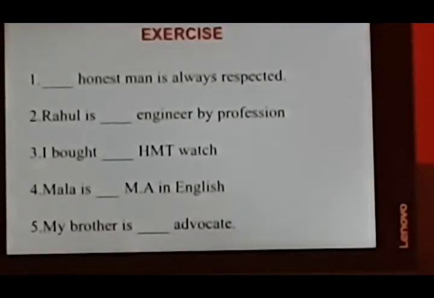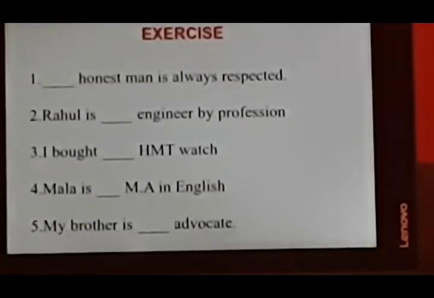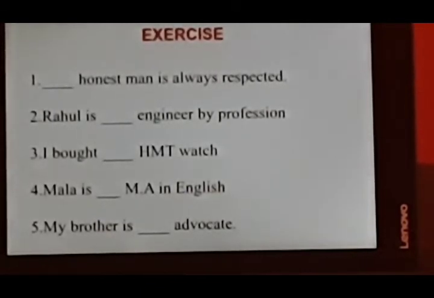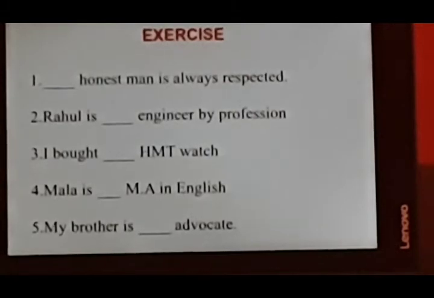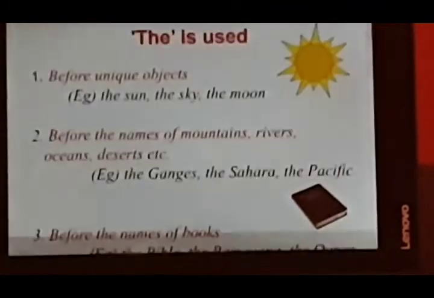Mala is an MA in English. Again, M is pronounced as EMM. So E has got a vowel sound. So we are using an here. Mala is an MA in English. My brother is an advocate.